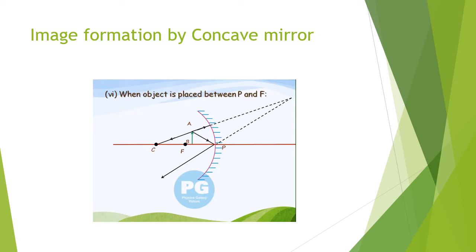Now we draw a perpendicular A dash B dash to the principal axis of the mirror, thus A dash B dash is the virtual image of the object AB. So, the image is formed behind the mirror. It is virtual and direct. And it is magnified.